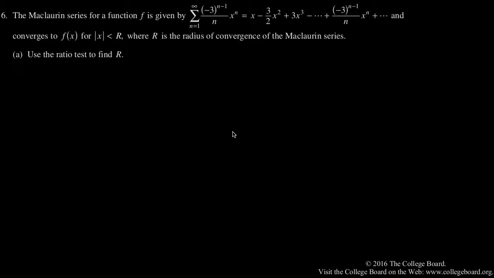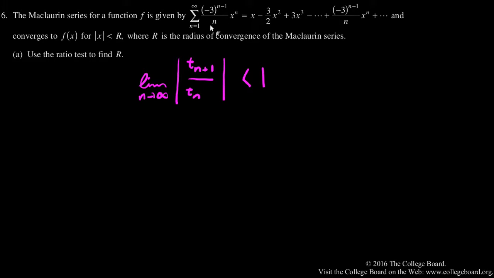And the idea for the ratio test is we want to say that the limit as n approaches infinity of the n plus first term over the nth term has to be less than 1. And the absolute values can go in a few spots, but that's the idea there.